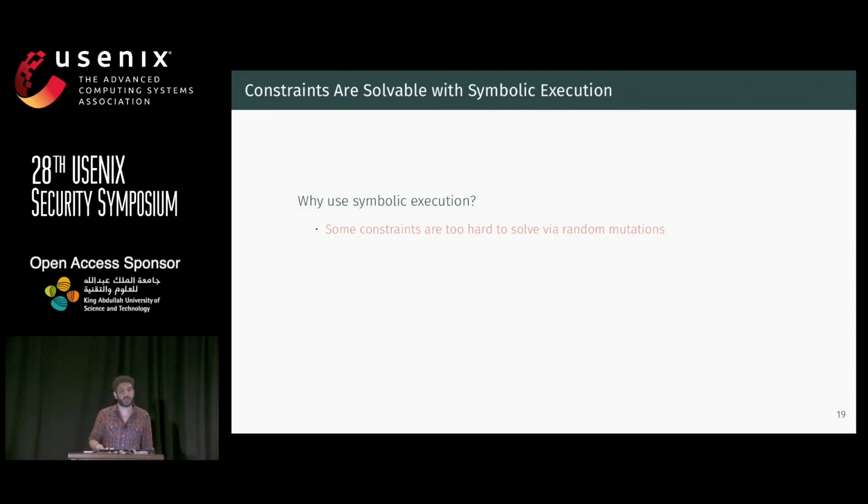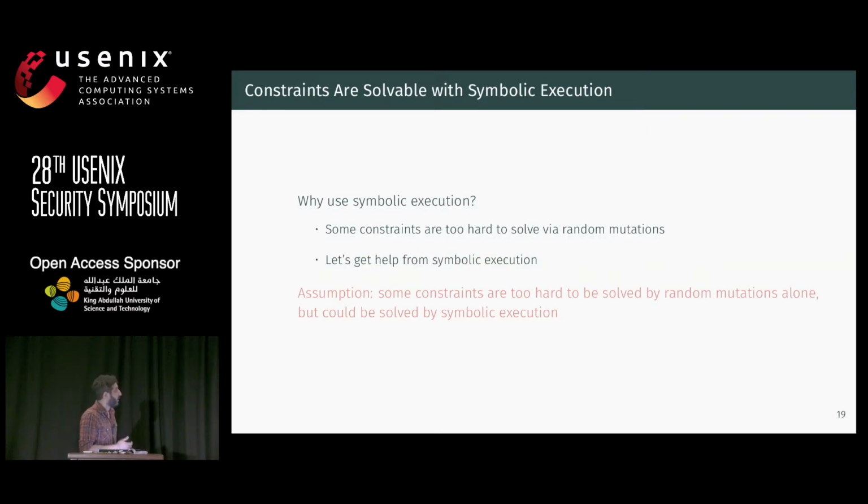For AFL, for example, a D-word comparison, if you use plain AFL, it's just too hard to solve because you would have to guess 4 bytes of it at the same time, right? It would take a lot of executions to get that right. But for symbolic execution, this is no problem. It can just tell you, oh, these are the 4 bytes that you need to solve this constraint. So it's efficient to use it in that case. So the assumption here is that there are some constraints that are too hard to solve by random mutations alone, but symbolic execution can actually help you with that.